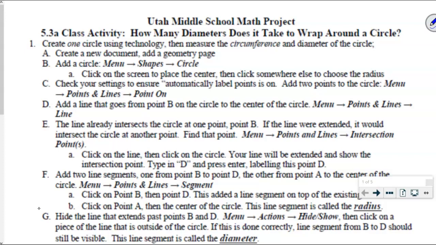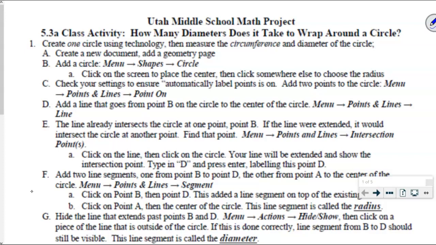How many diameters does it take to wrap around a circle? This is part 2. Hopefully this will be the last. We might extend into a third day. To get started, I want to review. Students' homework was to memorize the formulas that we came up with last time, so we're going to start there.